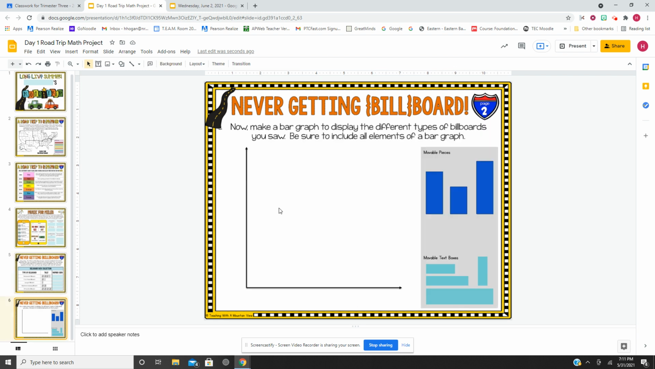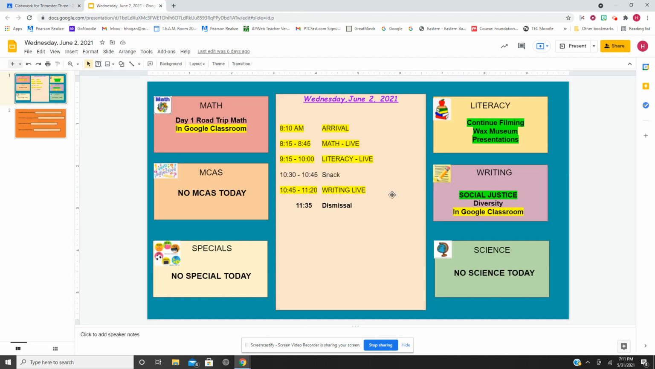But now you have to make a bar graph. Now, make sure, as you can see, that you have to label what each thing is. You can move these pieces and make them bigger. You can make numbers here. Okay, you have to label what is on the x-axis, label what's on the y-axis. Okay, and that is your road trip for the first day.